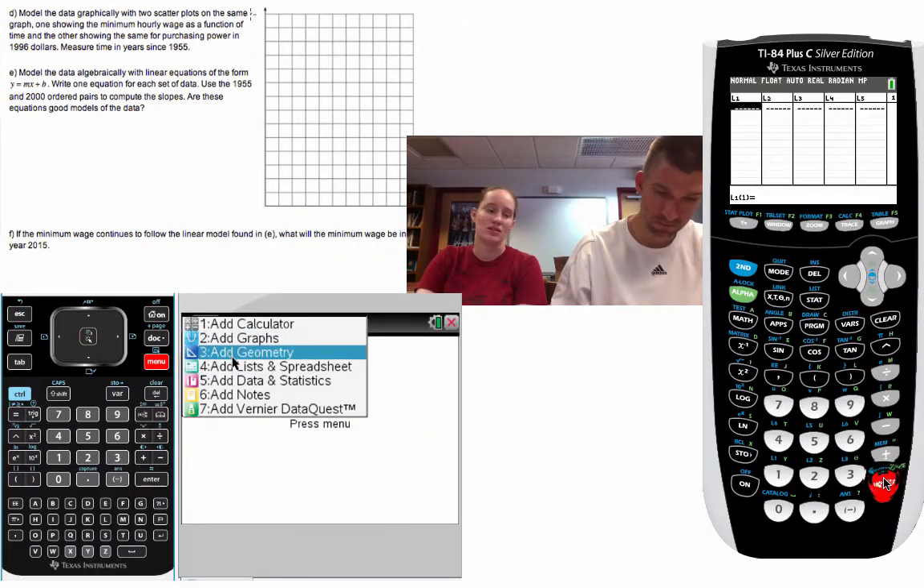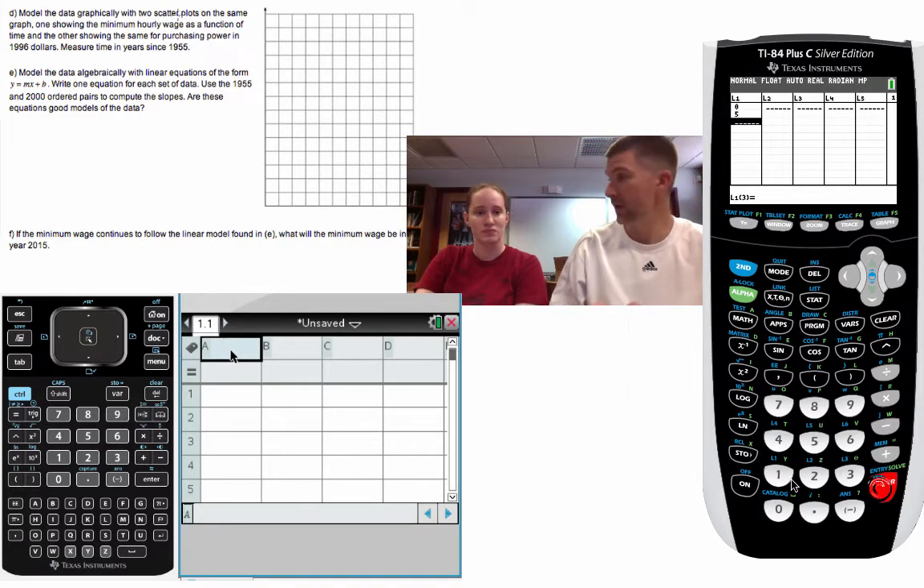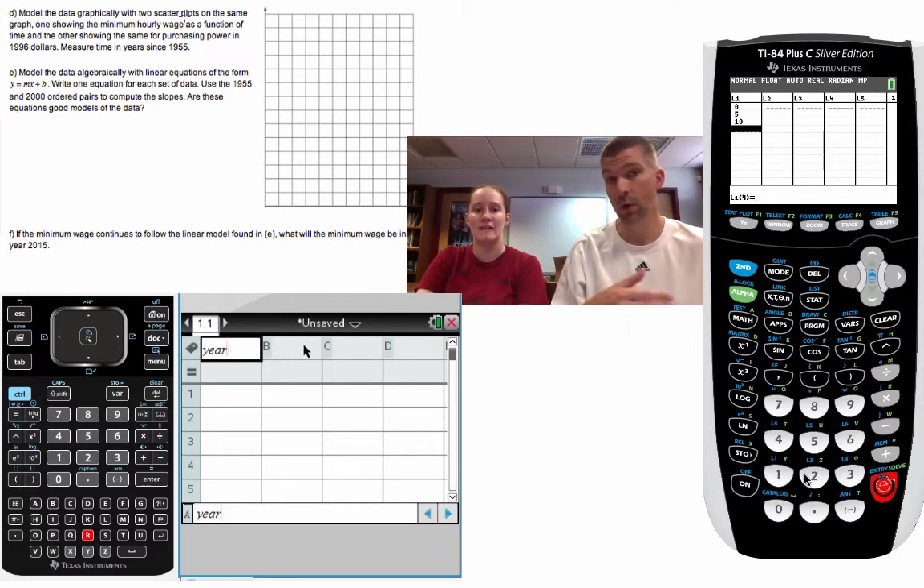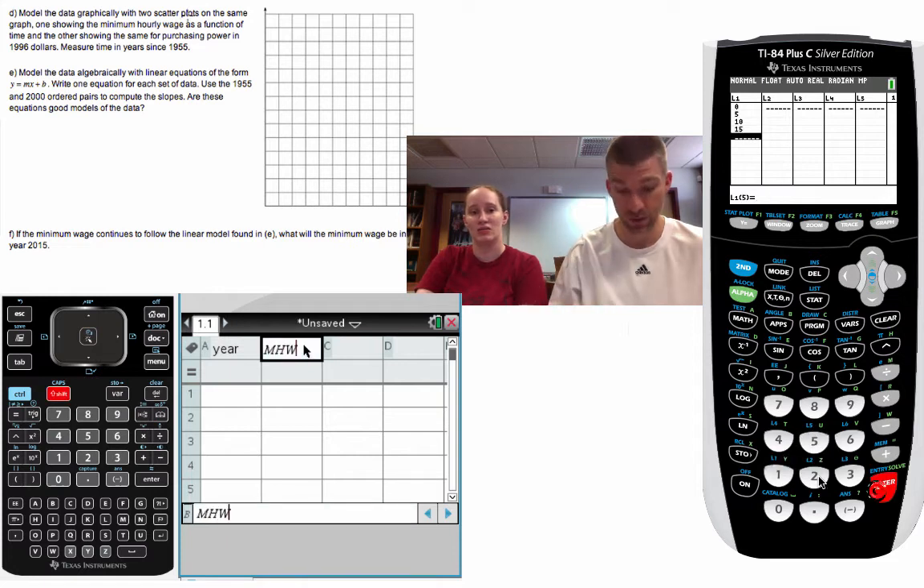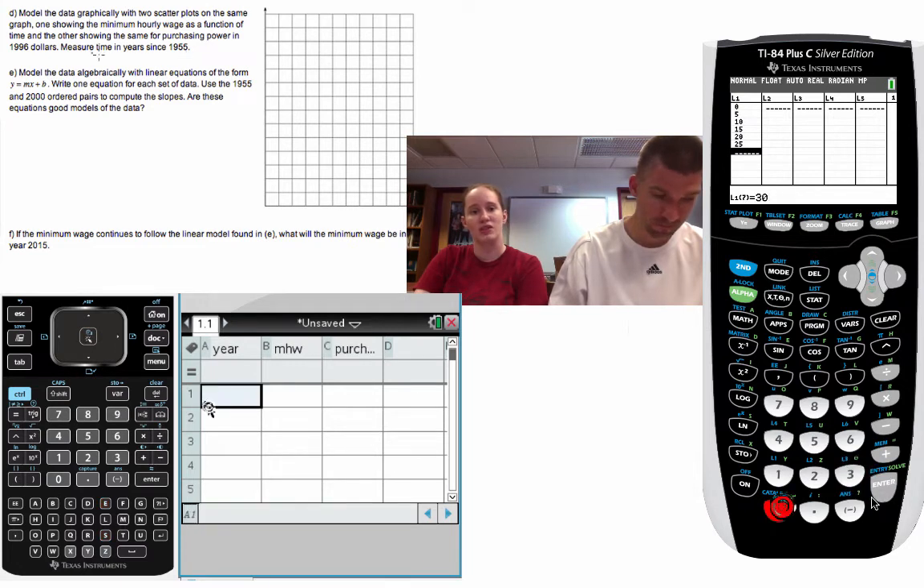So if you need to rewatch this section more than once, go for it. Building a scatter plot is pretty handy on your calculator. It helps in more ways than you even know right now, but it's a good skill.